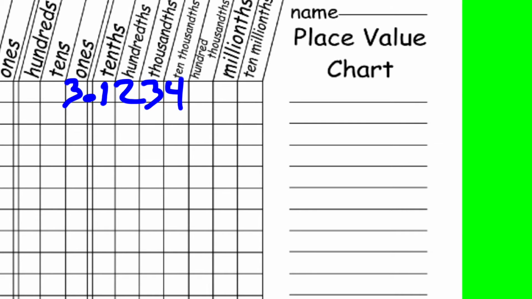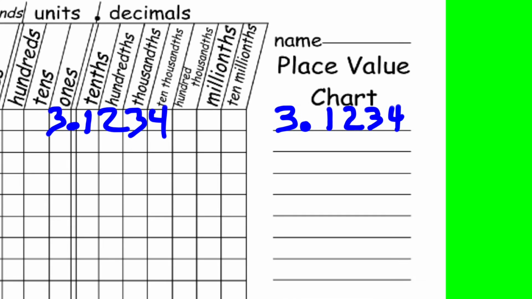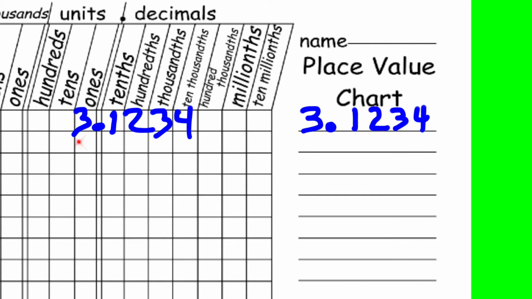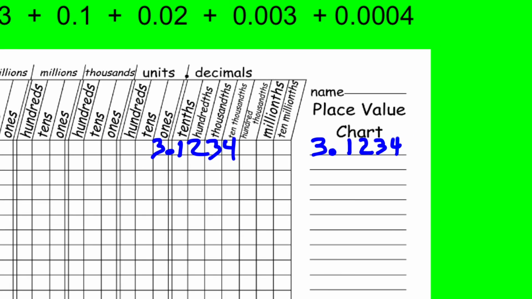Now watch how I say this. I say 3 and 1,234. Place value of the last digit is 10 thousandths. So 3 and 1,234 10 thousandths. Let's do a couple more like this. Skip ahead.